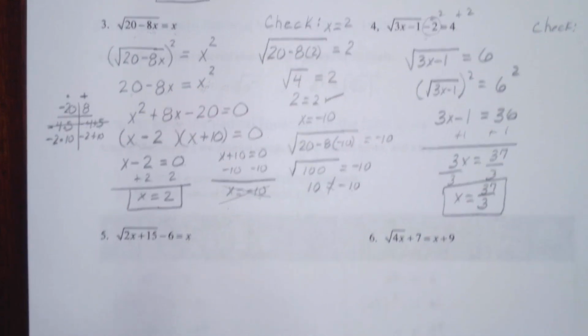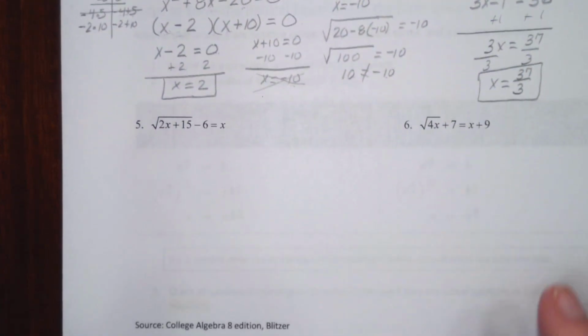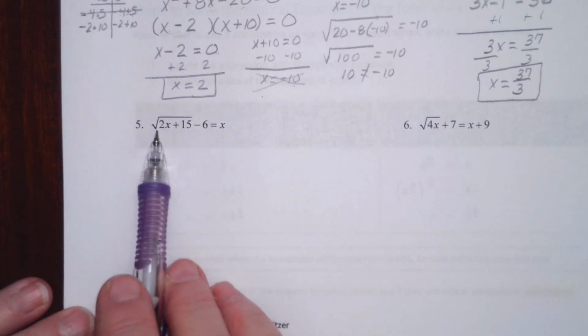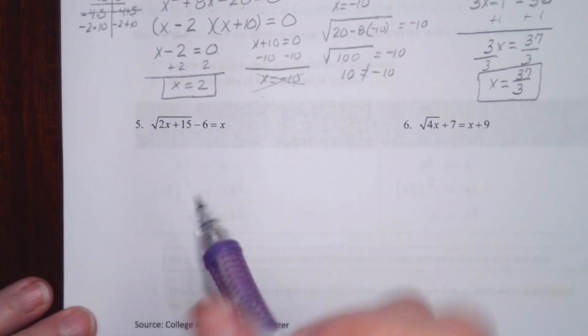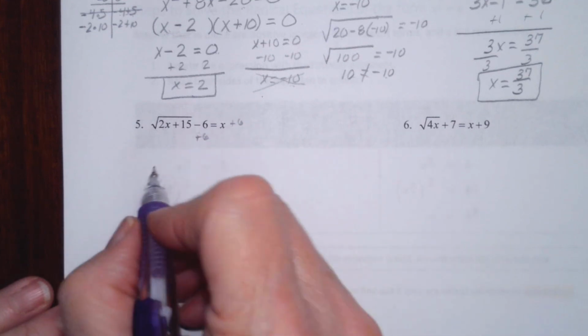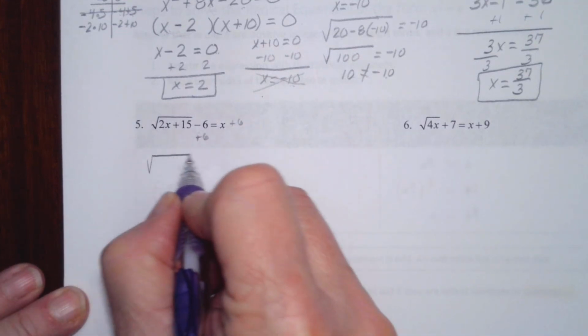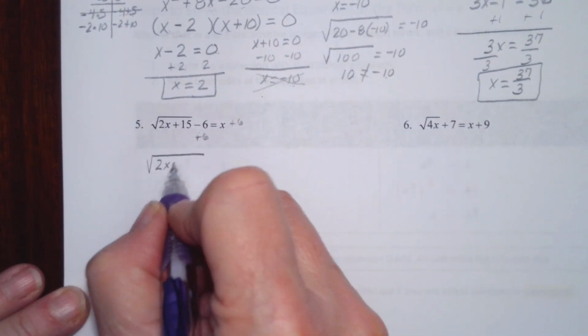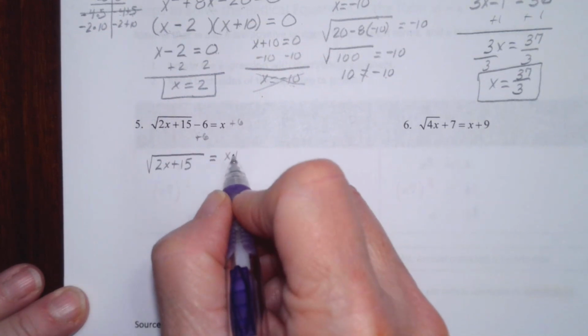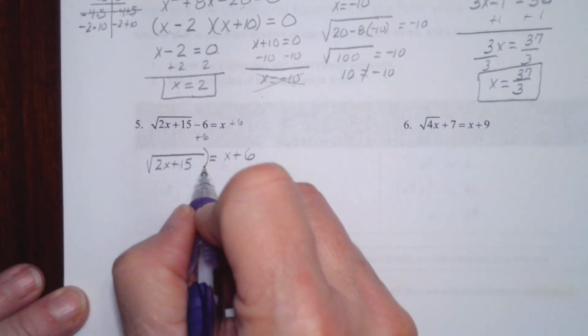All right, number 5. Again, this is not isolated, so we need to move our 6 over. So we're going to add 6 to both sides. So now what we have is 2x plus 15 is equal to x plus 6.